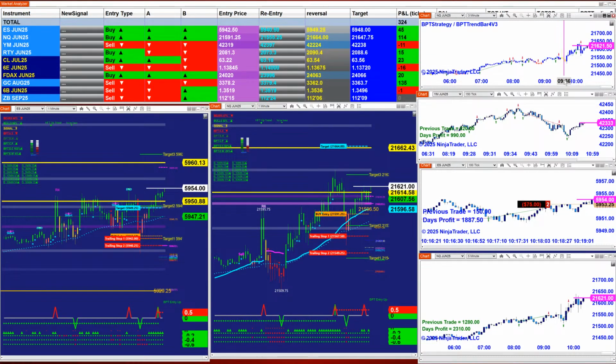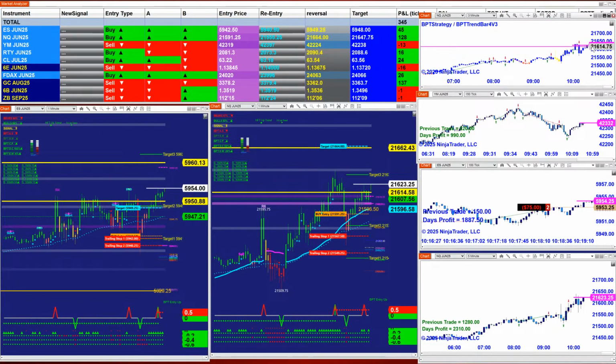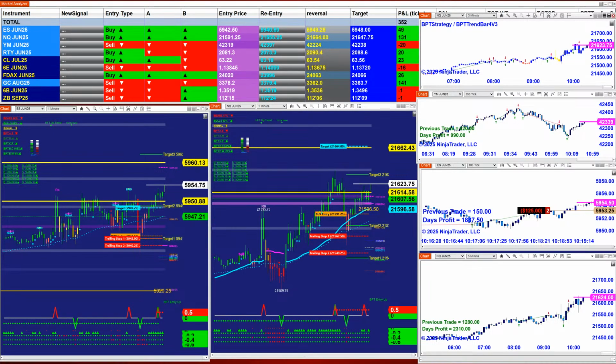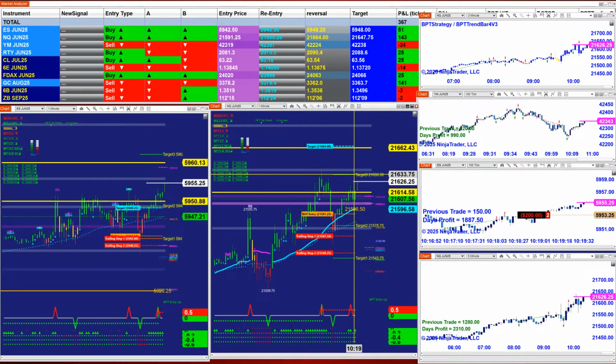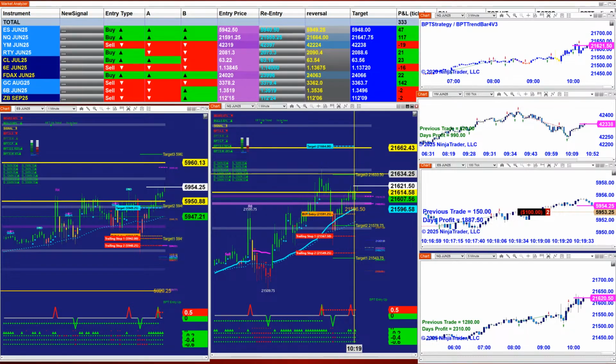The swing trading has not taken any trade yet. After this drop, it closes. So let's see what happened. We are hitting target 3 on the Nasdaq. Profit taken on target 3. Target 3 on the Nasdaq is 21,634.